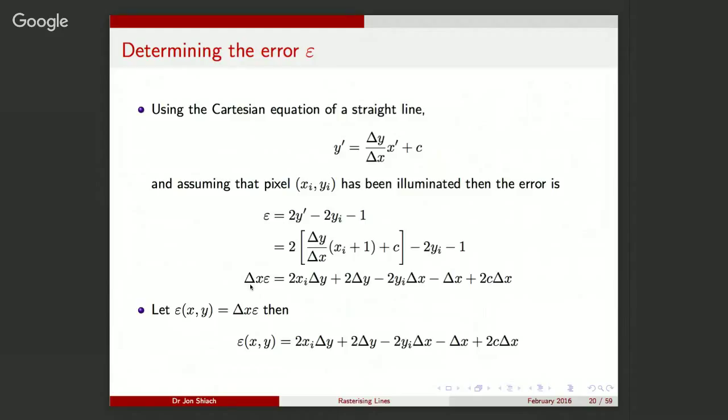So we have a function given any coordinate, x and y. This is the error between that coordinate and our idealized line. We have it in terms of delta x and delta y, which we know, because that's the distance between the start and end points of our line, and xi and yi, which we also know, because that's our current position in the raster. So we know all of the stuff on the right-hand side, and that will give us an error.